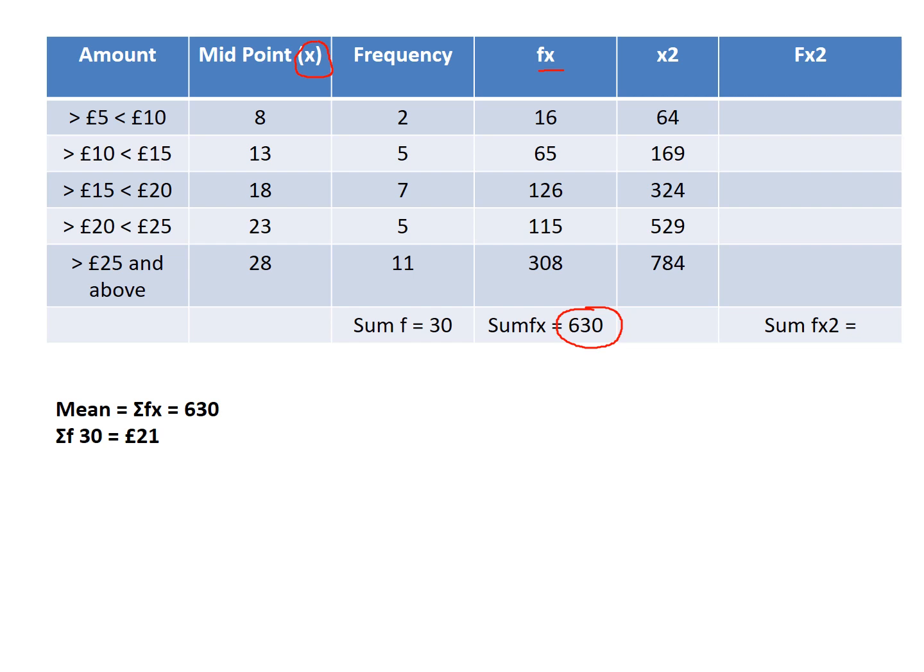And then the next column that we need to complete is f times x squared. So you've got x squared here, and then you're going to multiply it by the frequency. So you're going to multiply that by the frequency, which will lead into this column here. So, frequency times x squared. So let's have a look at this column now if we complete that.